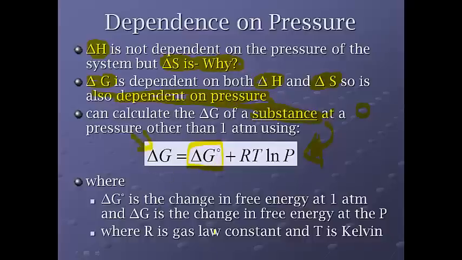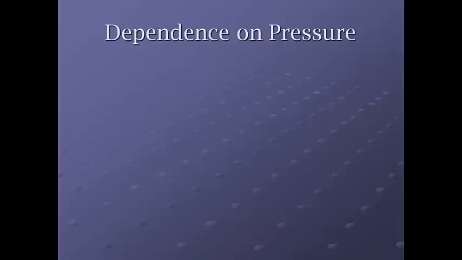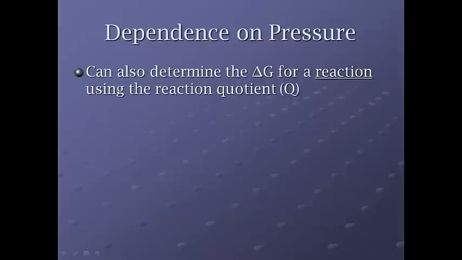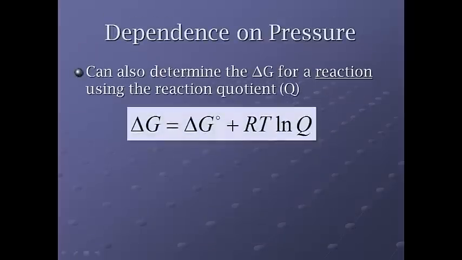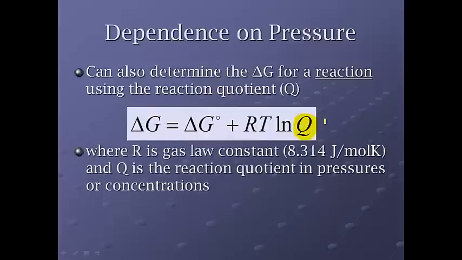R is the gas law constant, since we're dealing with pressure. That's the 8.31 because it's got joules. T is always in Kelvin. Okay, so we can also determine the delta G for a reaction using the reaction quotient as well. Same Q that we were dealing with in equilibrium. Again, R is the gas law constant, just like I said earlier. Here's the 8.314 joules over moles times Kelvin, as opposed to the 0.08206 liters times atm over moles Kelvin.